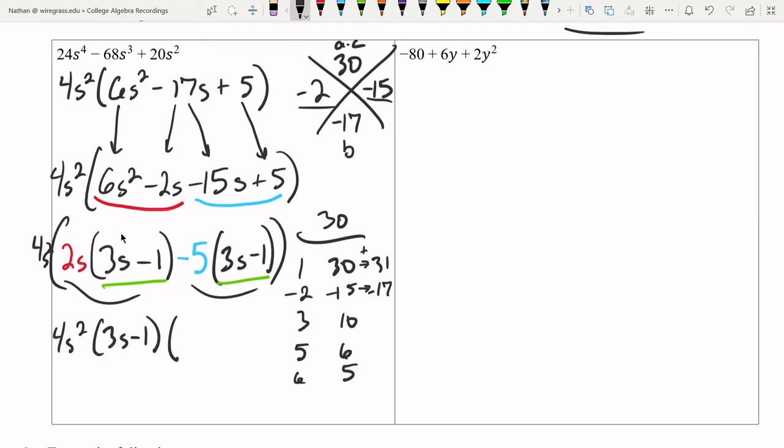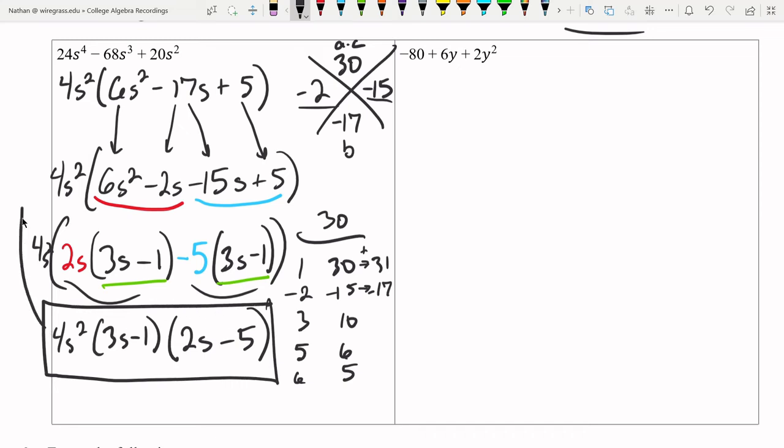And that leaves me with, I've taken the 3s minus 1 out of both of these, so I'm left with 2s minus 5. And this is the factored form of this initial polynomial. You can prove it to yourself by multiplying it all out. You're going to see that we get back to the 24s to the 4th minus 68s cubed plus 20s squared.